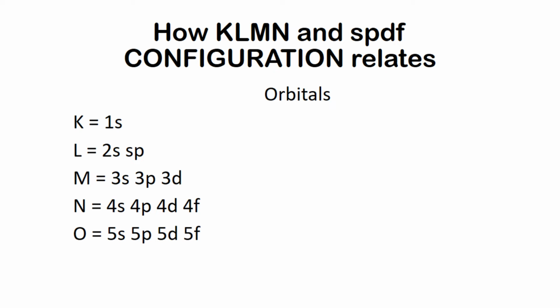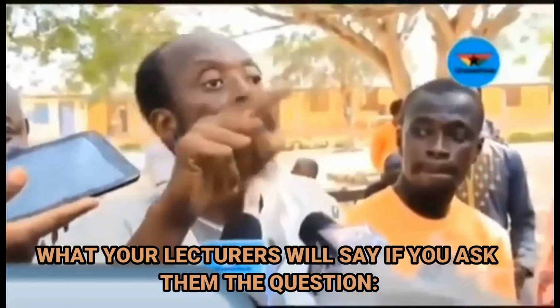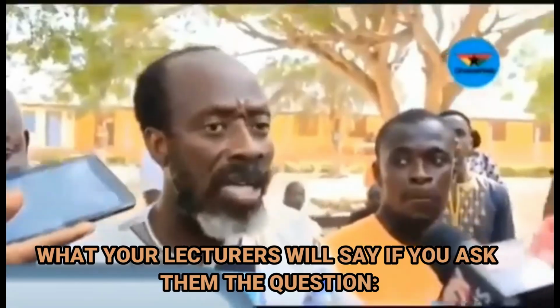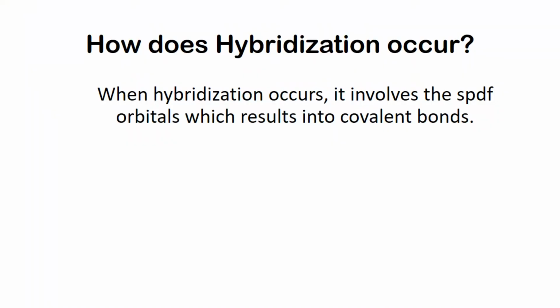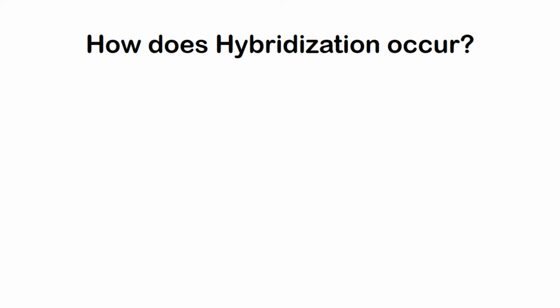Where am I driving at with this for the main topic, which is hybridization? Go and ask your grandfather. When hybridization occurs, it involves the SPDF orbitals, which results in covalent bonds. That's why I took time to explain the electronic configuration. And how does hybridization occur? Take carbon compound as an example.